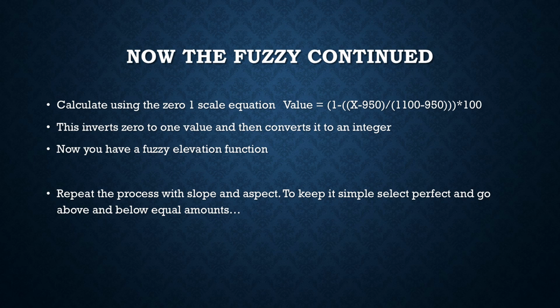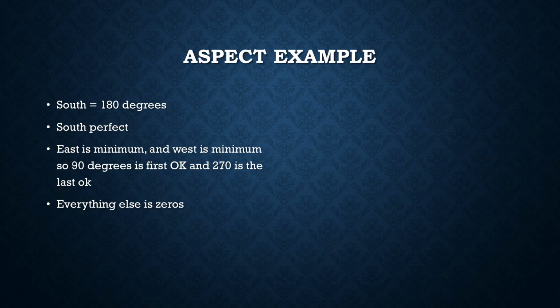Now, the process we just did, you're going to repeat it for the slope and the aspect. Pretty simple. Aspect, south 180 is what we're looking for. South's perfect. East is the minimum, west is the minimum. So 90 and 270 are okay, but anything that's below 90 or above 270 is not. So we have to make those things zeros.